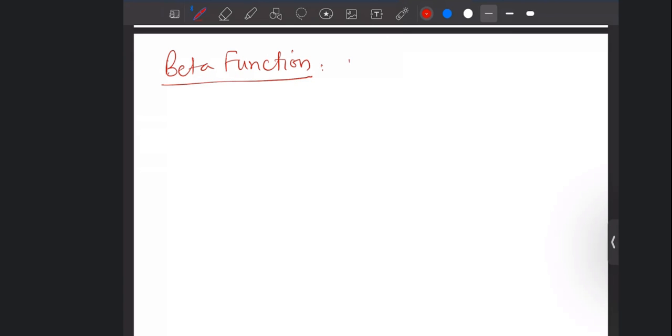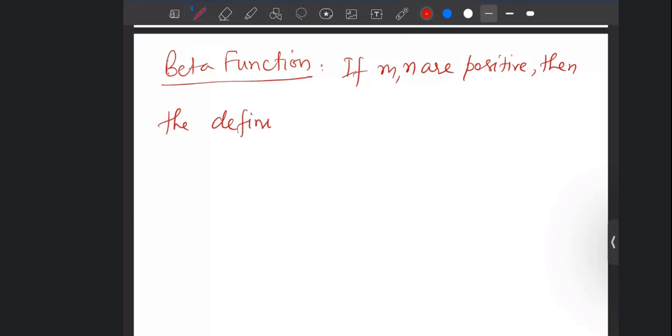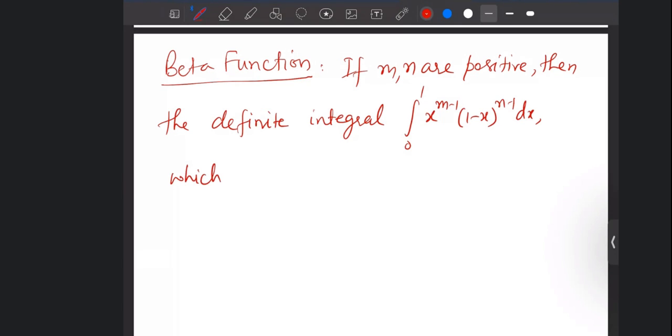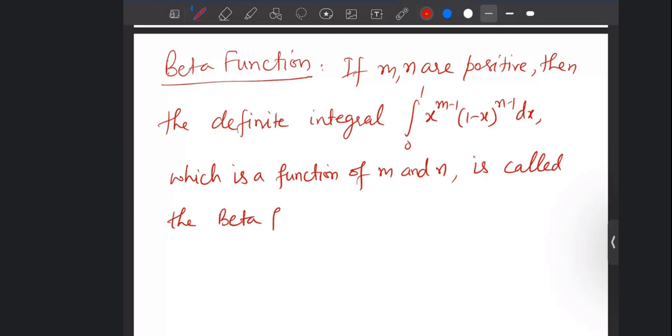How to define it? If m and n are positive, then the definite integral from 0 to 1 of x raised to the power m minus 1 into 1 minus x raised to the power n minus 1 dx, which is a function of m and n after integration, is called the beta function, or the alternate name for this is the Eulerian integral of the first kind.